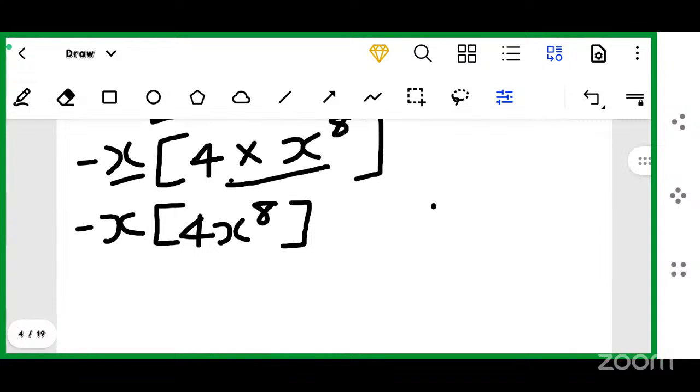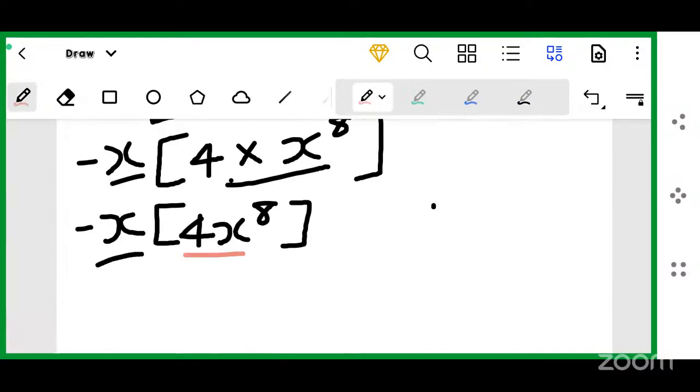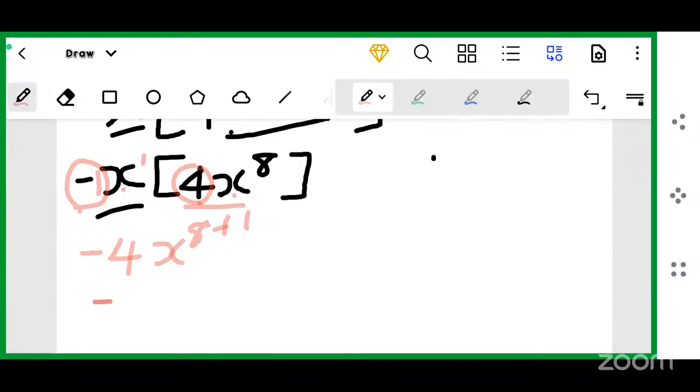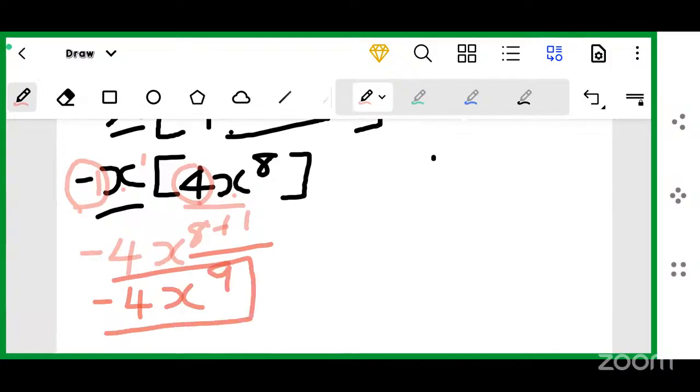So now we are multiplying the negative x that is outside with the 4 that is inside. So we can just say we have a negative 1 there. That negative 1 is going to multiply the 4. So it's gonna be negative 1 times 4, negative 4, x times x. If we are multiplying the same bases, we keep the base and we add the exponents. So we're gonna have x to the power of 8 plus 1, which is going to be negative 4x to the power of 9. Are we clear there?